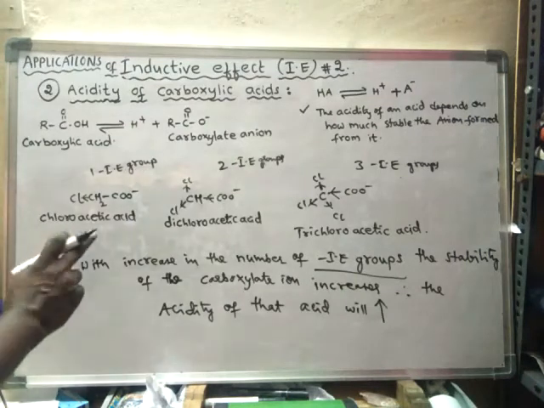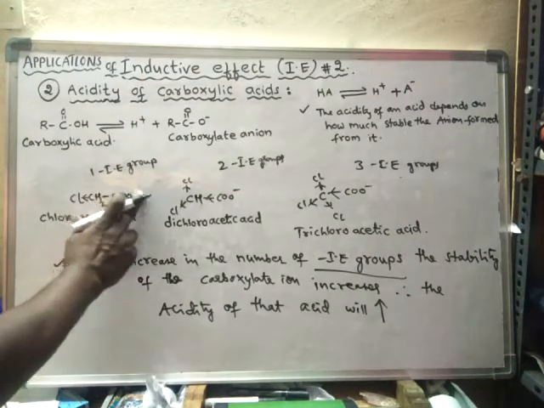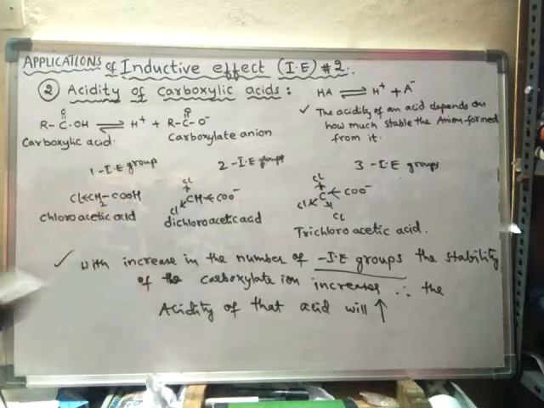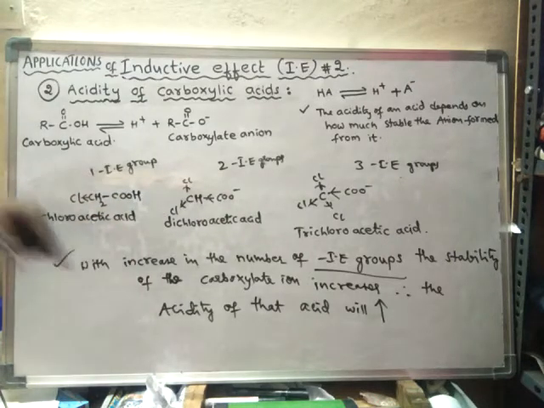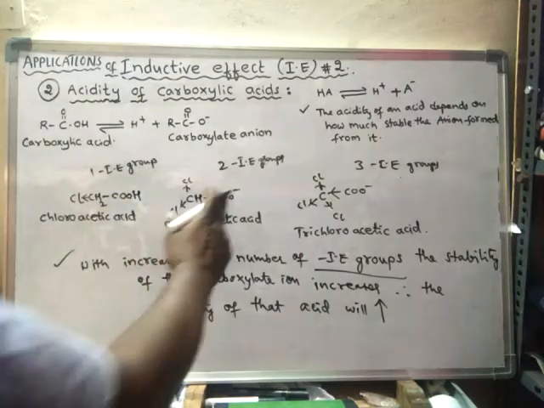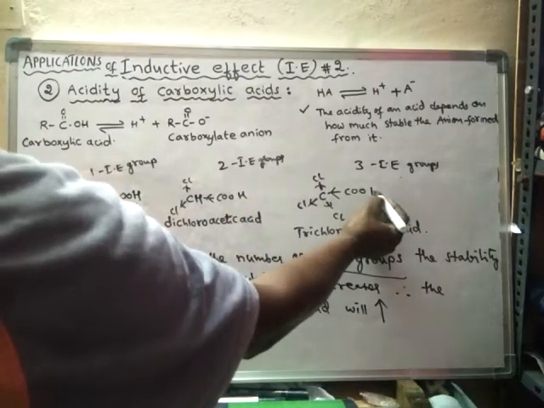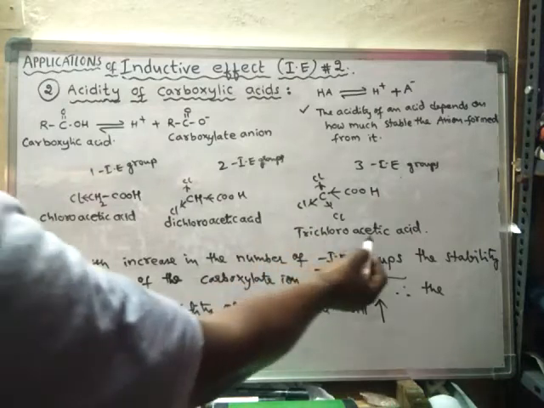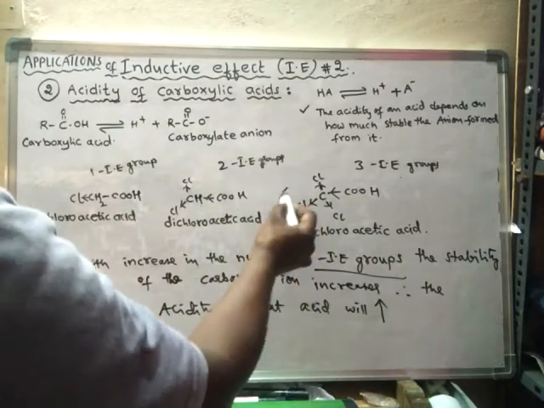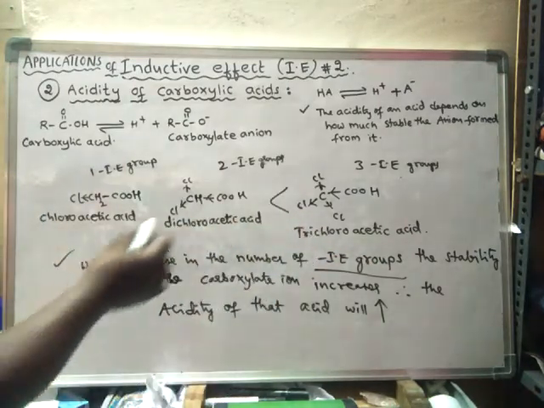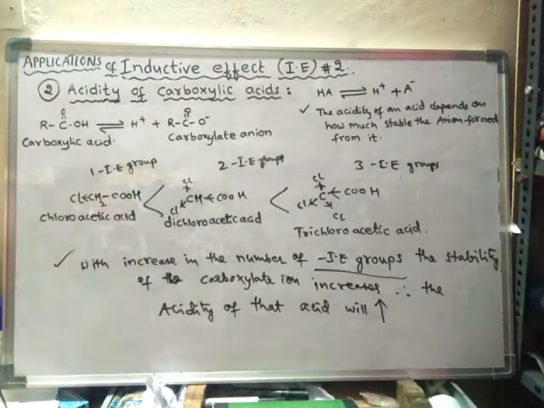So this is the ion, and its acid is obtained if I put a hydrogen. So out of these three acids, which acid is stronger? Trichloroacetic acid is stronger than dichloroacetic acid, and this is stronger than chloroacetic acid, because this acid has more minus I effect groups.